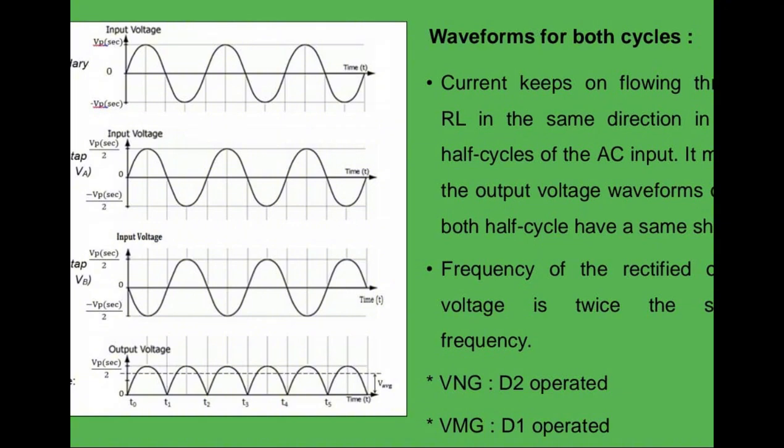For the output, the current flow to the load during both half cycles is always in the same direction. The input consists of a continuous series of positive pulses.